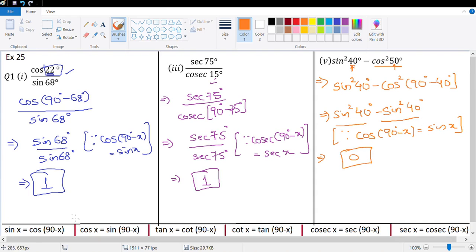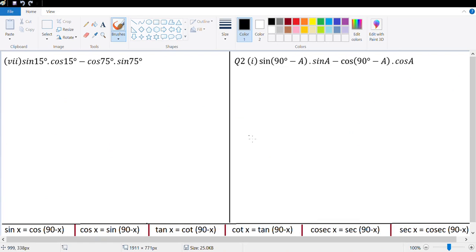For our reference, I have already written these formulas at the bottom, which is sin x is equal to cos 90 minus x, cos x is equal to sin 90 minus x, tan x is equal to cot 90 minus x, and the remaining relations are mentioned here. Let's look at the next question. The next question that we do is question number 1, part 7.